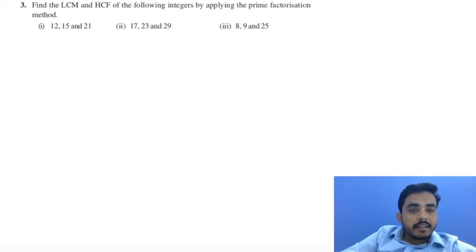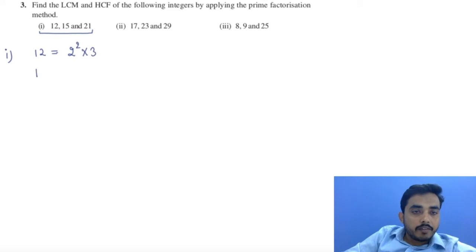So students, here is question number 3 on our screen. Question number 3 अब हमारी screen पे है. So the first part is we need to find the HCF and LCM of these three numbers. So let me first express these numbers as product of prime factors. So this is 2 power 2 into 3, and 15 is 3 into 5, and 21 is 3 into 7.